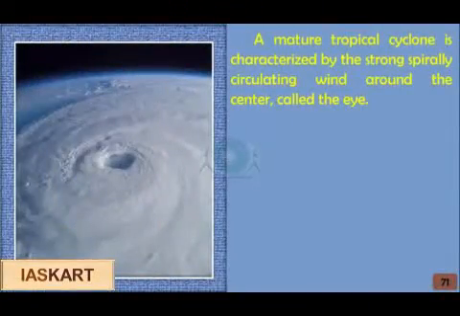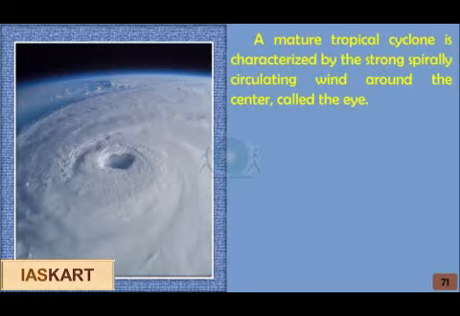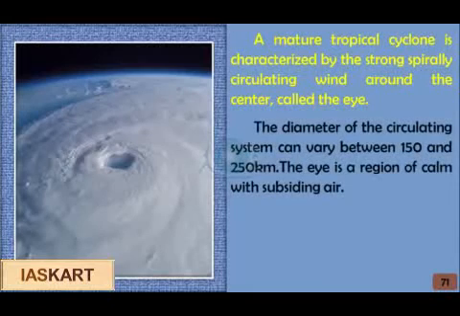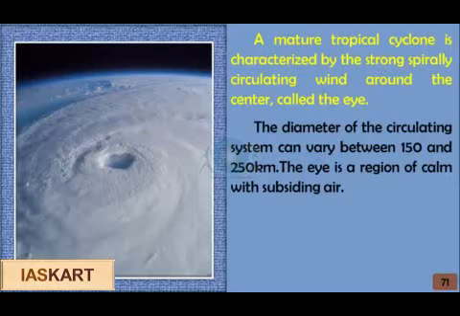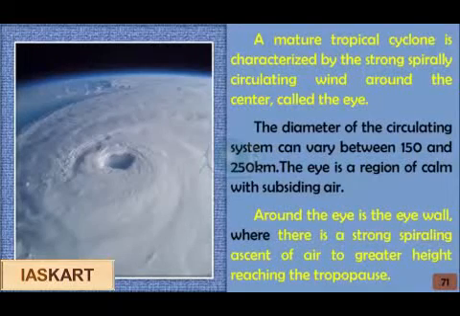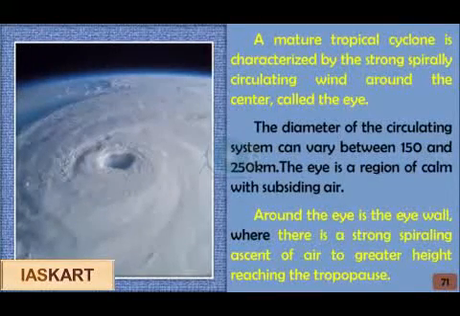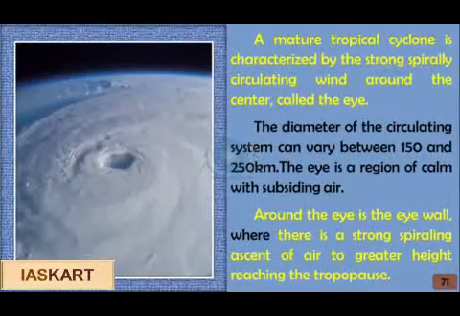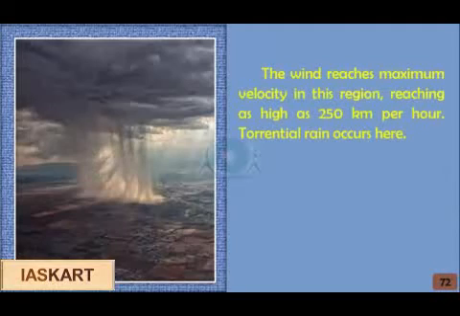A mature tropical cyclone is characterized by the strong spirally circulating wind around the center called the eye. The diameter of the circulating system can vary between 150 and 250 kilometers. The eye is a region of calm with subsiding air. Around the eye is the eye wall, where there is a strong spiraling ascent of air to greater height, reaching the tropopause. The wind reaches maximum velocity in this region, reaching as high as 250 km per hour.